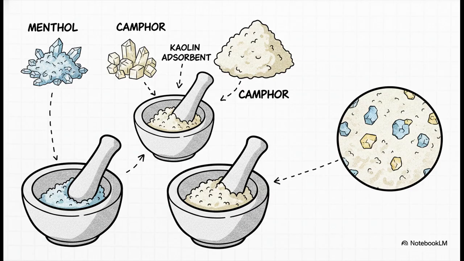Now for our liquefying powders. The fix for this is actually pretty clever. The trick is to keep them physically separated. So what you do is you mix each of the problem powders, like the menthol and the camphor, with a bulky inert powder first before you combine them. This powder acts like a physical barrier, keeping the solids from getting too close and forming that liquid mixture.